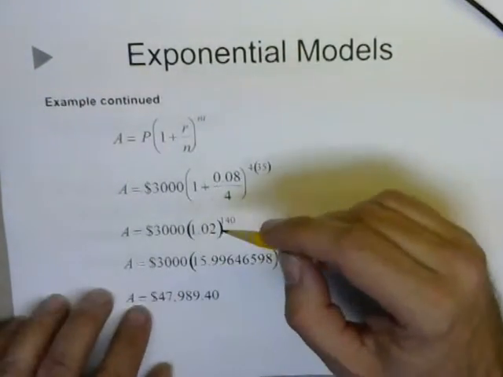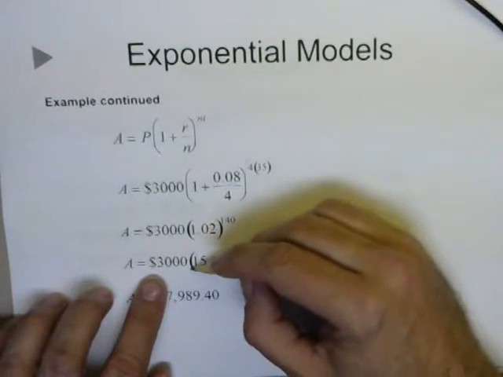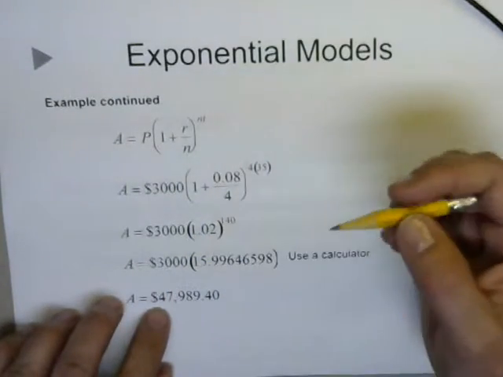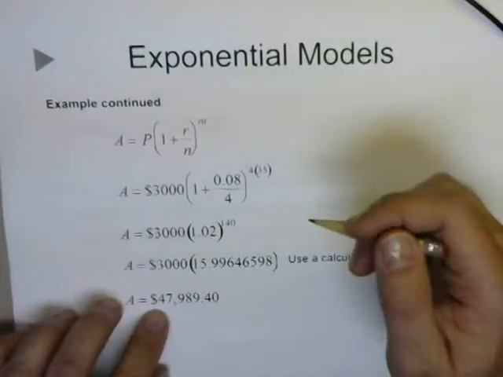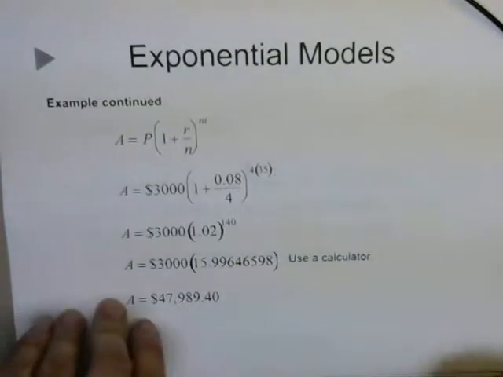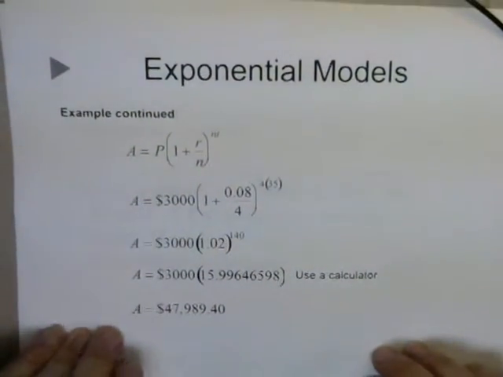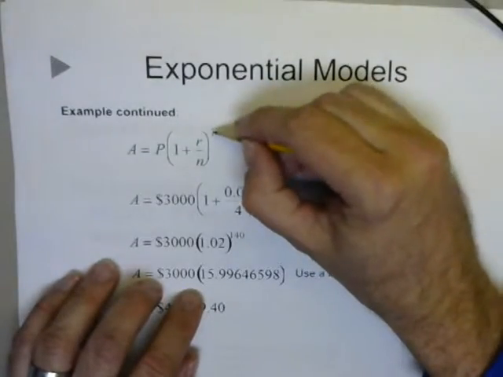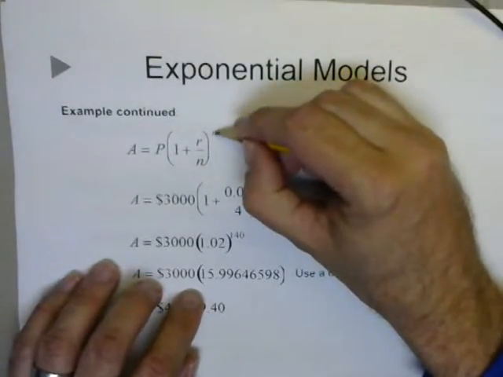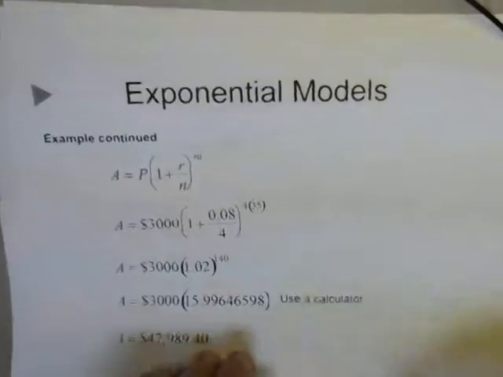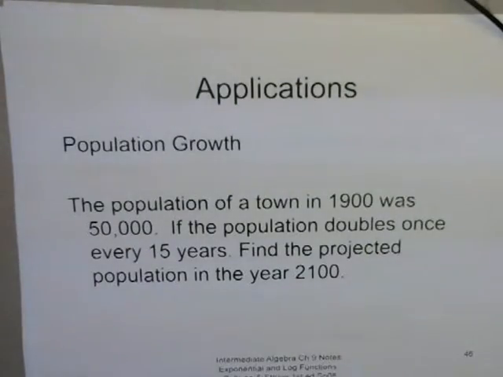And so basically after 35 years, your initial investment of $3,000, assuming it pays a constant interest rate of 8%, will have grown to about $48,000. And the important thing to realize is this is an exponential function, at least if you let t or n vary, if you consider those to be your variables.